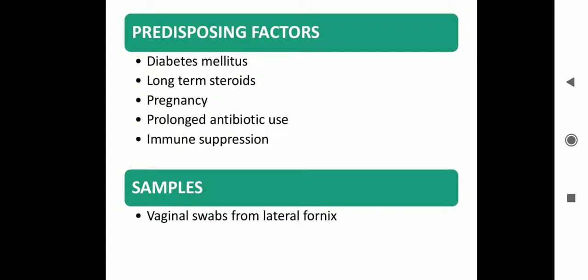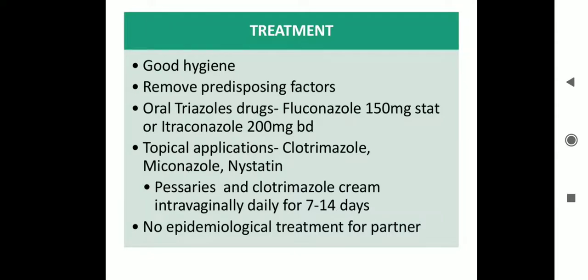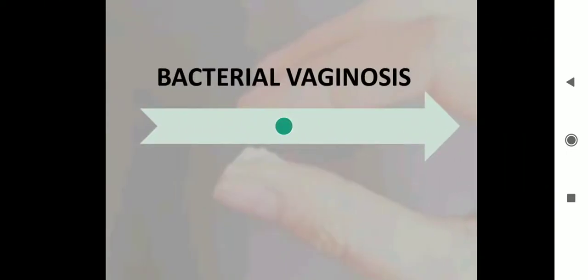Predisposing factors are diabetes mellitus, long-term steroids, pregnancy, prolonged antibiotic use, immune suppression. Samples we have to take is a vaginal swab from the lateral fornix. Investigations: microscopy of vaginal smear, that is Gram stain, wet film examination under KOH, hyphae and spores. Culture should be done in Sabouraud agar medium. Treatment, oral triazoles, fluconazole 150 mg stat or itraconazole 200 mg BD. Topical applications play a role over here, that is clotrimazole, miconazole and nystatin. Pessaries are also available, but here there is no epidemiological treatment for the partner.